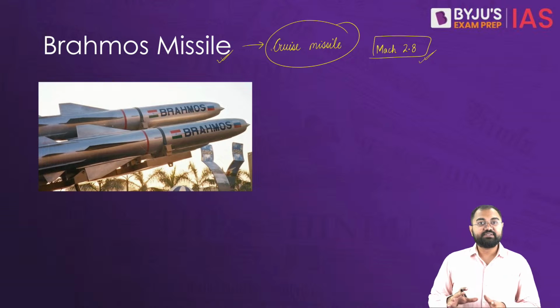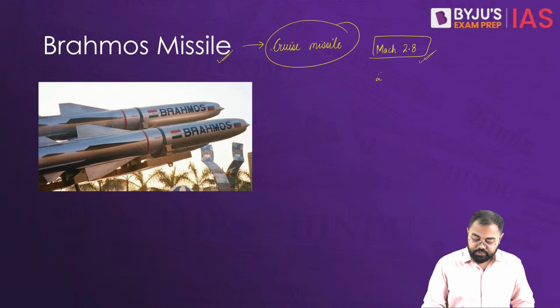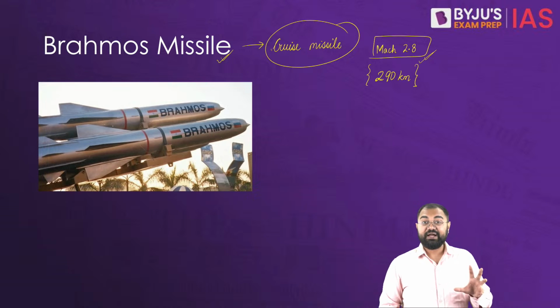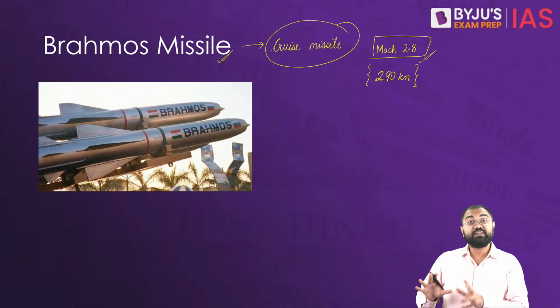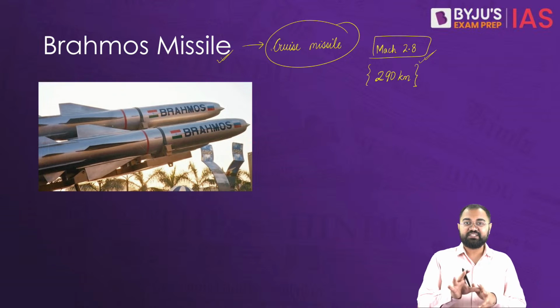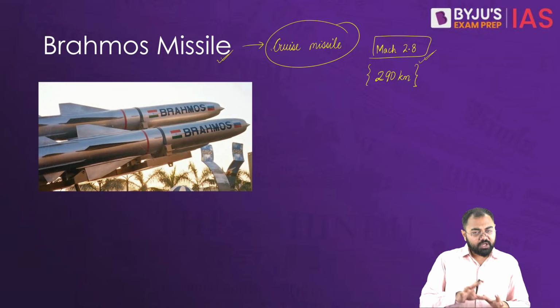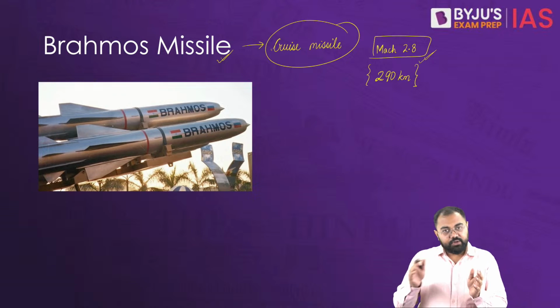And we know that these cruise missiles become very crucial because they can go up to a range of up to 290 kilometers initially. 290 kilometers with a Mach 2.8 speed, which is very great for any cruise missile, because generally you will see that cruise missiles are subsonic, so they are not very high speed missiles and they are low range missiles.